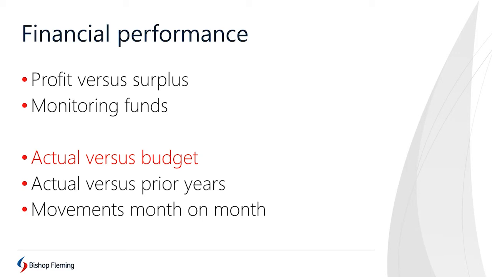But actually, just looking at your surplus in isolation isn't a huge amount of use. What you need to do is compare what the surplus actually is to what you're budgeting, to what you had in previous years, and also look at the monthly movements. So what we spoke about in the last session was the budget is the embodiment of your plan. If your surplus for a particular month is in line with your budget, there's a good bet that you are on track with your plan, which is entirely what you want to do.